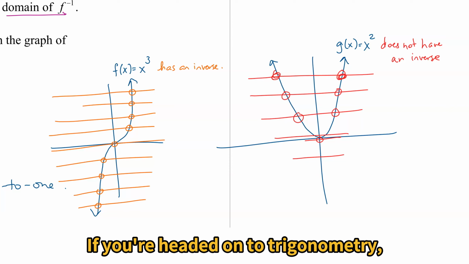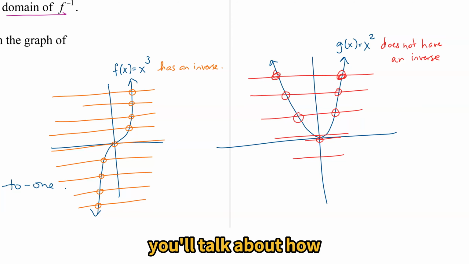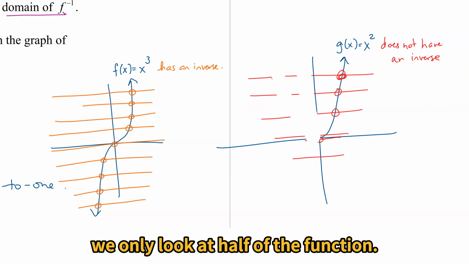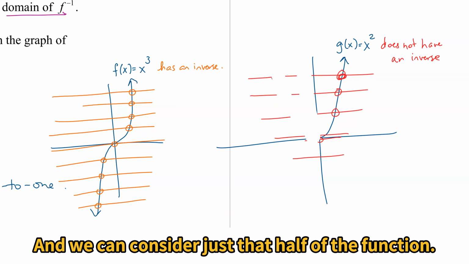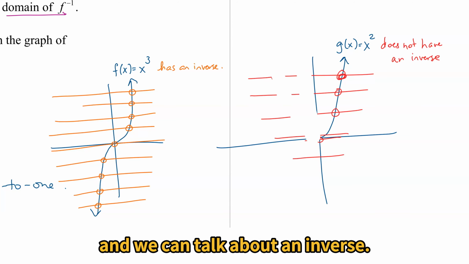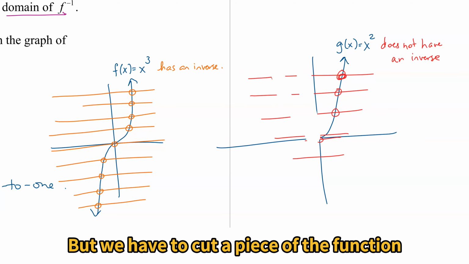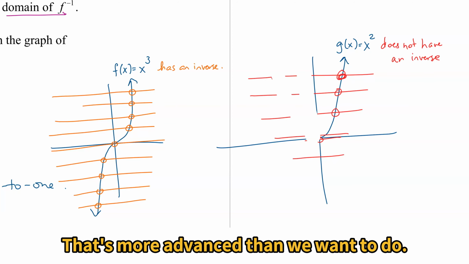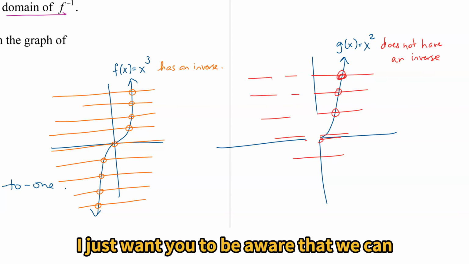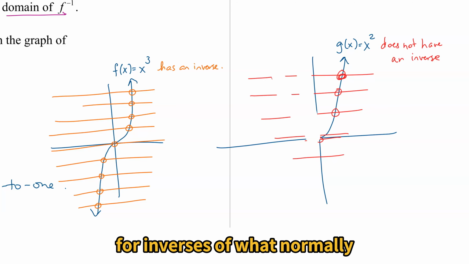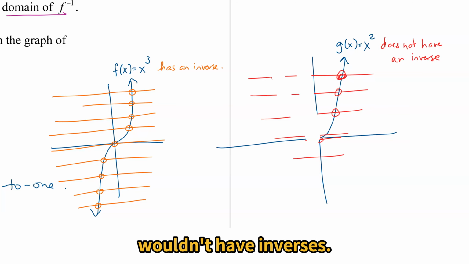If you're headed on to trigonometry, you'll talk about how instead of looking at this whole function, we only look at half of the function, and we can consider just that half of the function. Now we have a one-to-one function, and we can talk about an inverse, but we have to cut a piece of the function off to get that to happen. That's more advanced than we want to do. I just want you to be aware that we can restrict our domain. So we shrink our domain set to allow for inverses of what normally wouldn't have inverses.